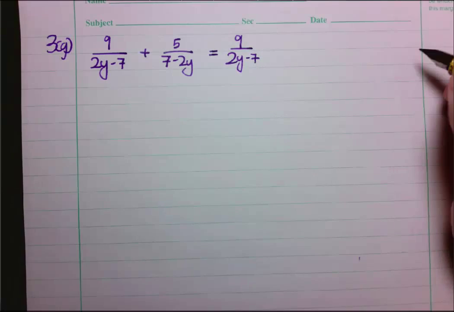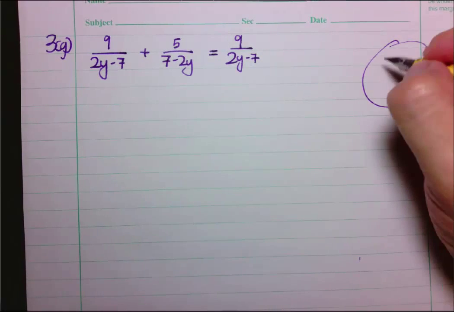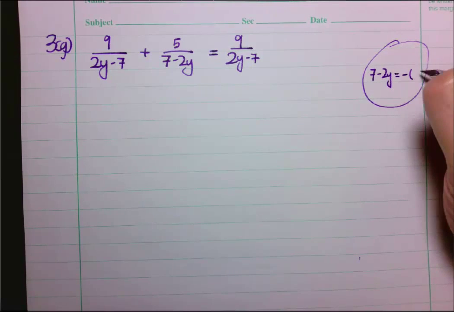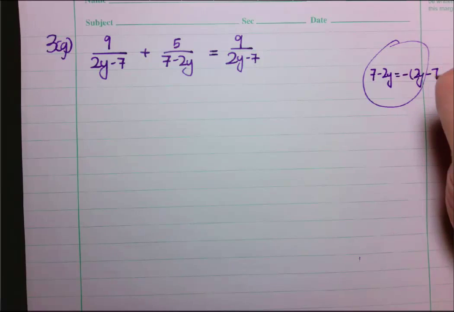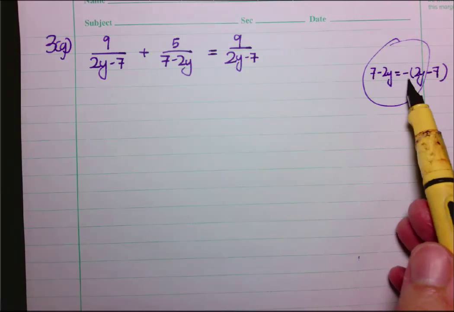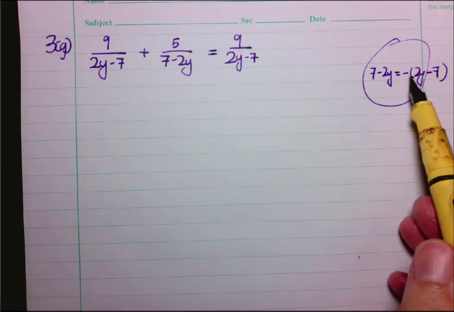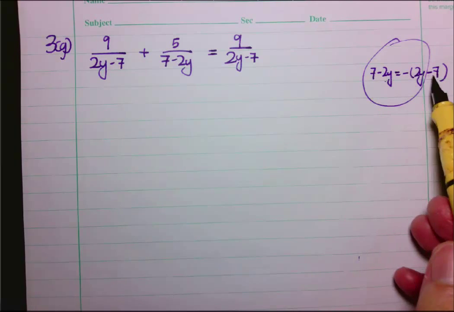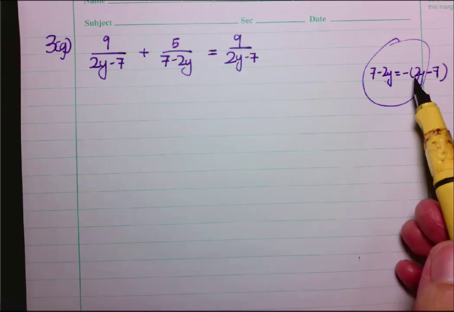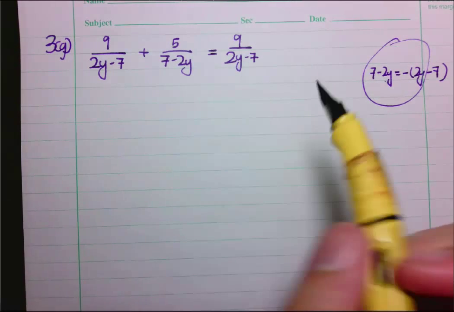From 7 minus 2y, we look at the working here. 7 minus 2y, if you factorize negative 1, you get negative 1 times 2y minus 7. Negative times 2y is negative 2y. Negative times negative 7 is positive 7. So when I factorize negative 1, I get 2y minus 7.